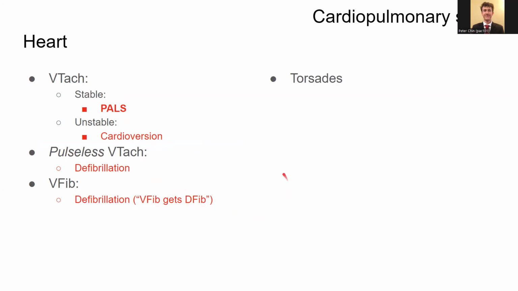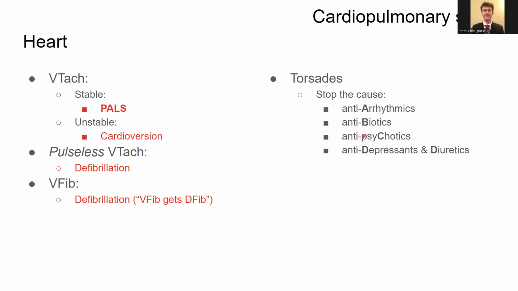Management of torsades de pointes. This is one of those cases where you want to determine if there's a cause, and if there's a cause, then you want to stop it. The causes being medications that can prolong the QT interval. Those include antiarrhythmics, antibiotics, antipsychotics, antidepressants, diuretics, and antiemetics. And then you manage the rhythm with IV magnesium.